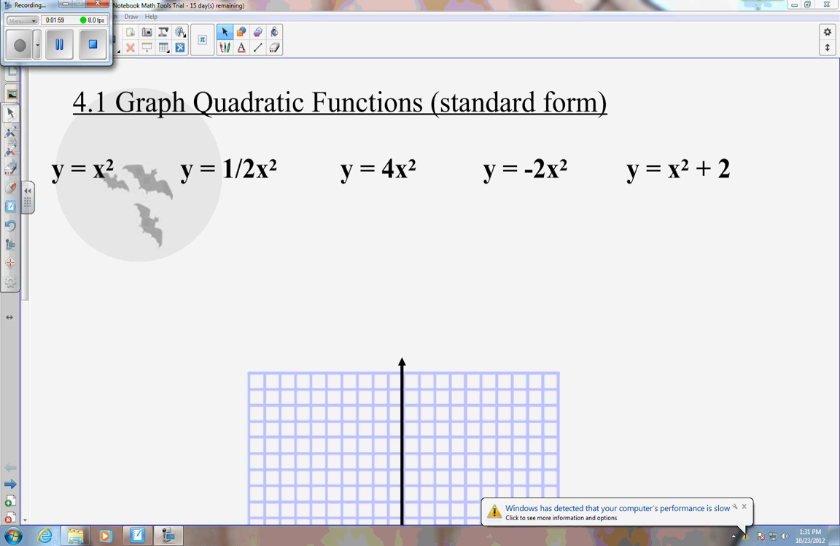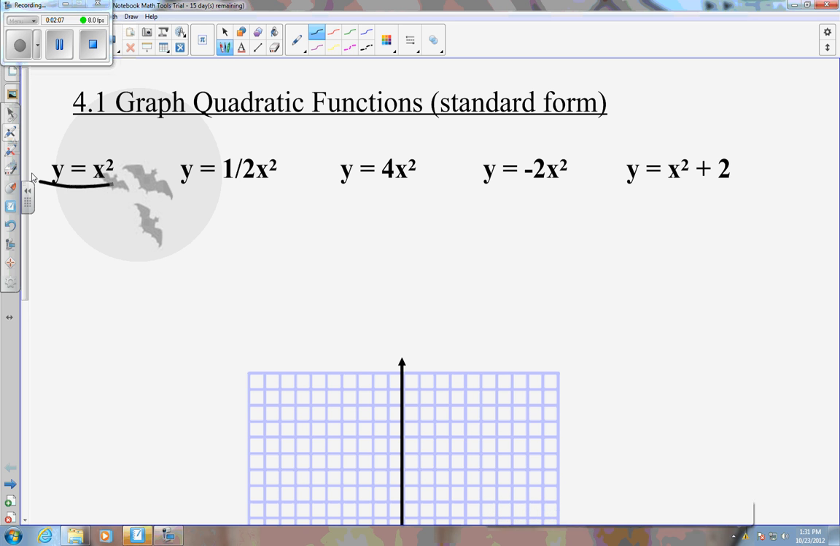You're going to graph those by hand. What? Is that possible? I'm going to teach you how to do it today. No, I'm kidding. Oh, no. It's not that bad.